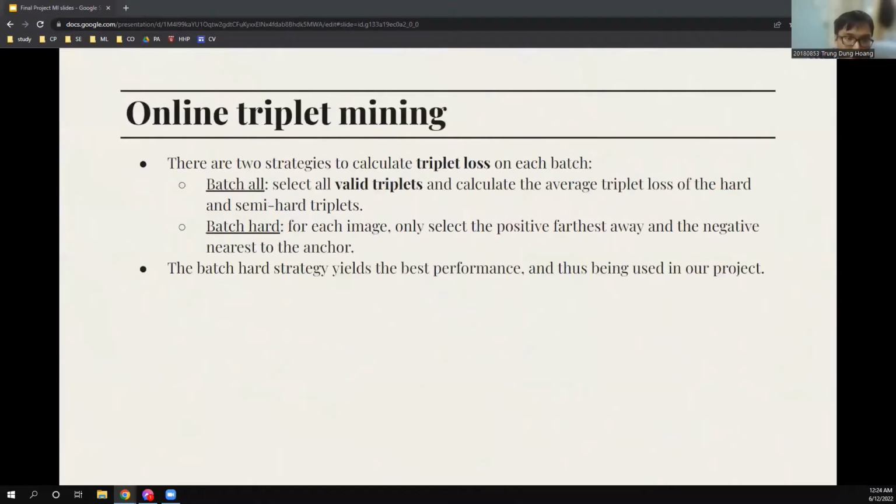Next, in our project, we use online triplet mining, and there are two strategies to calculate triplet loss on each batch. First, batch all strategy, which selects all valid triplets and calculates the average loss of the hard and semi-hard triplets. The second strategy, batch hard, which selects the positive farthest away and the negative nearest to the anchor. The batch hard strategy yields the best performance and thus is used in our project.